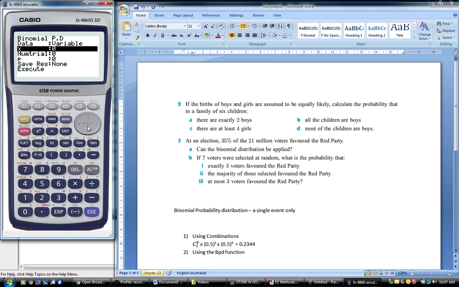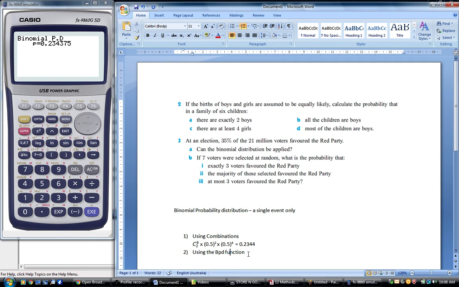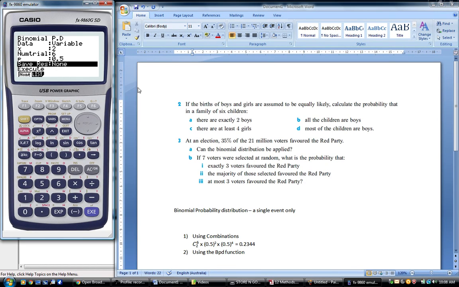Okay, our X is the number of successes, so we've had exactly 2 boys out of 6 kids, and the probabilities are equal, so they're both 0.5. Okay, and we calculate that one, and that'll give us the exact same number. Okay, so to get full marks for your answer, you're going to need to put all of this information in.